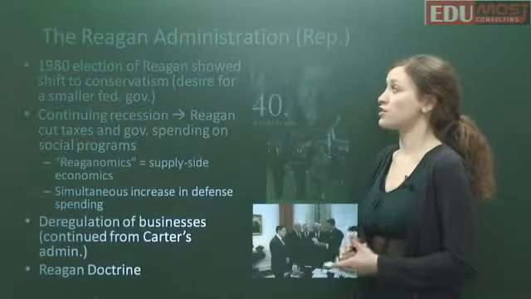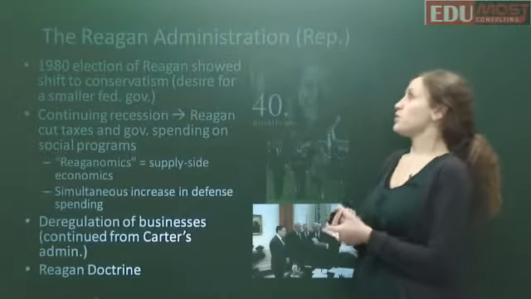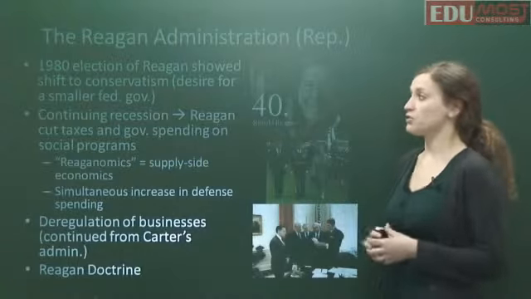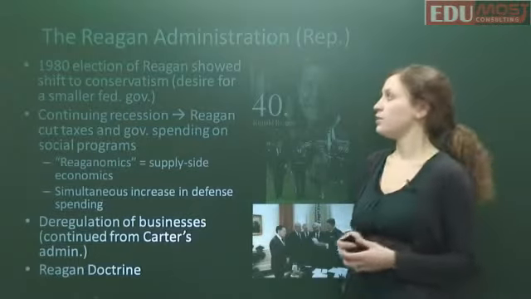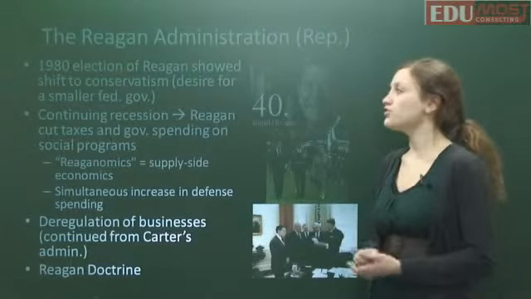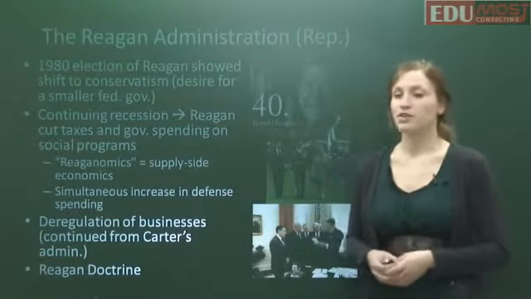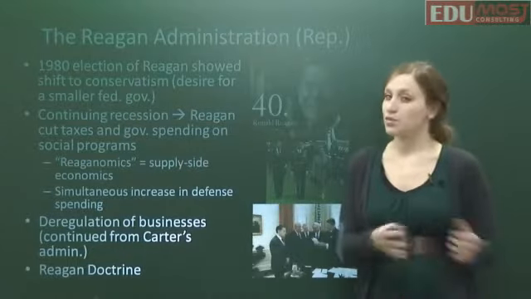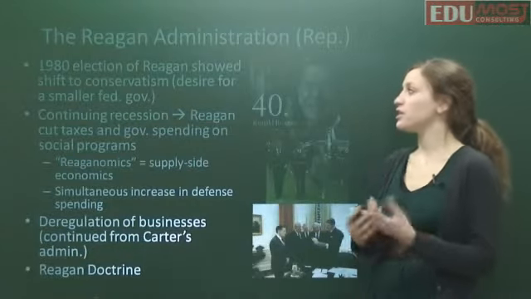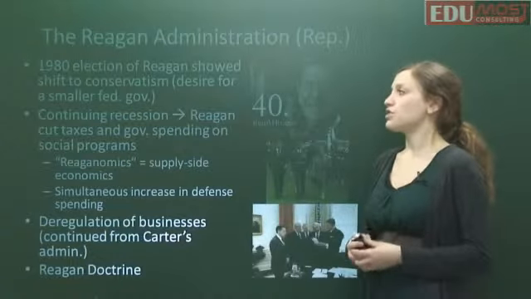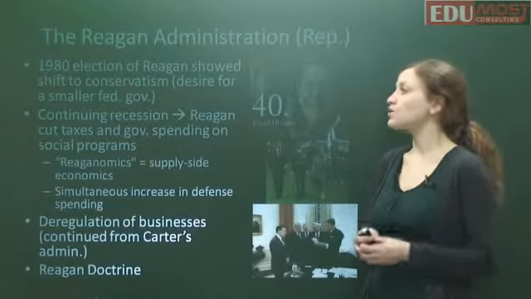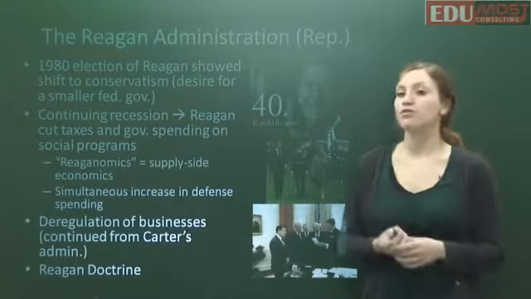So let's begin with the Reagan administration, a Republican administration where Reagan steps into office in 1980. And this showed a shift to conservatism in politics because we just moved out of the Democratic Carter administration into the Republican Reagan administration. And so with this shift to conservatism comes a push for a smaller federal government.